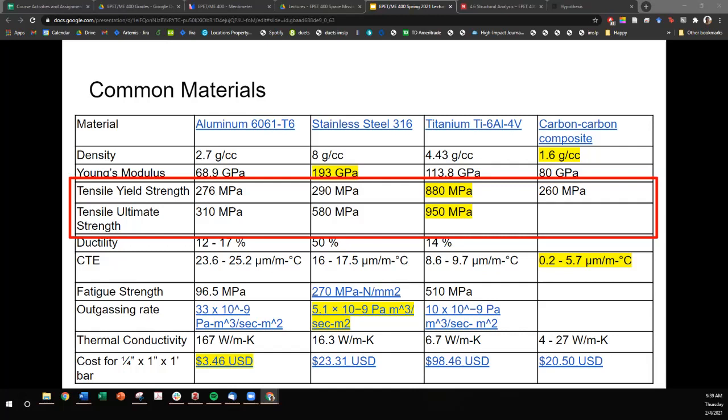Titanium is the strongest of these materials that we have listed commonly for spacecraft. But as we discussed last time, there's a reason why not many parts are made out of titanium, because of the extreme cost. In most cases, aluminum is good enough.